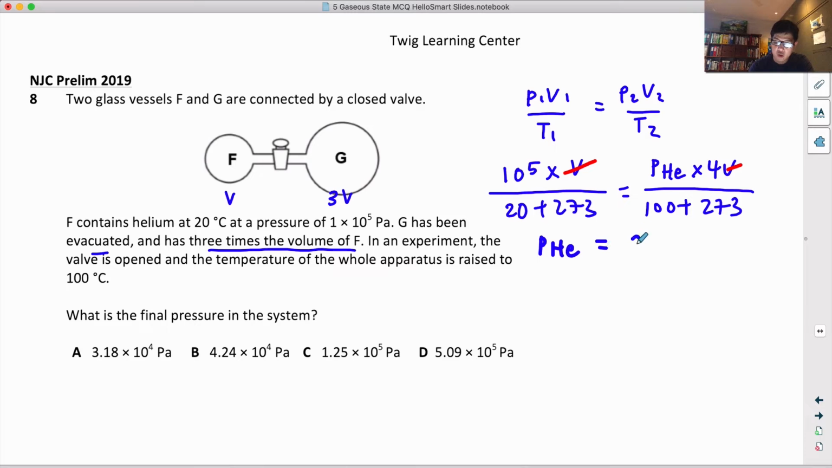of 3.18 times 10 to the power 4 Pascal. This is to 3 SF. So this one you have to work it out, and you can see the answer. So the answer for 8 is A. Okay, let's move on to the next question.